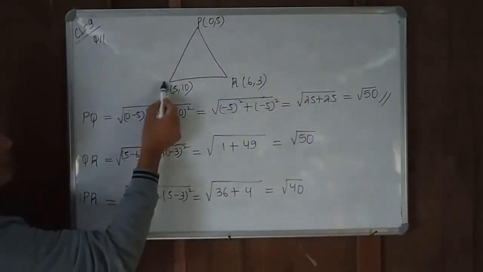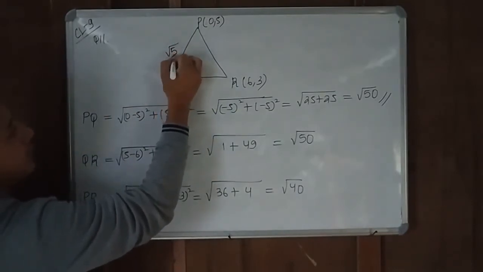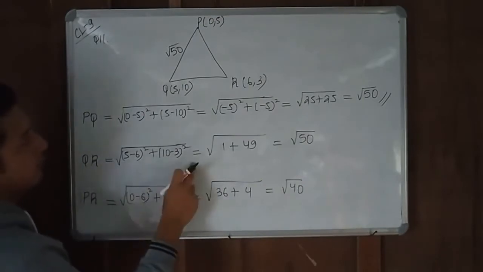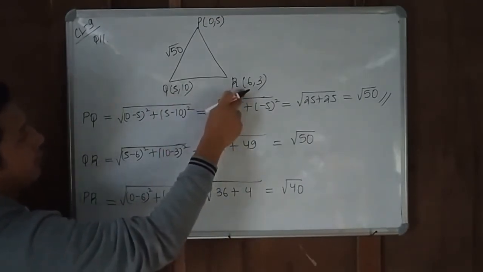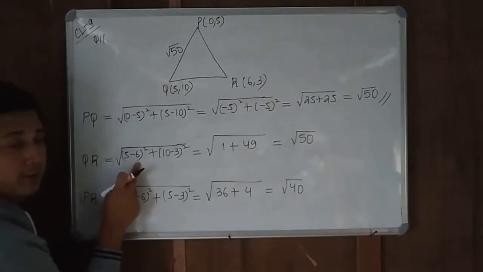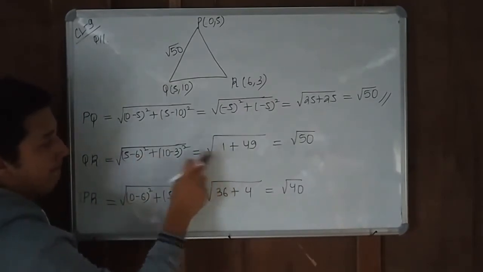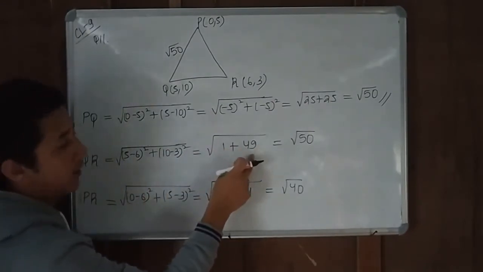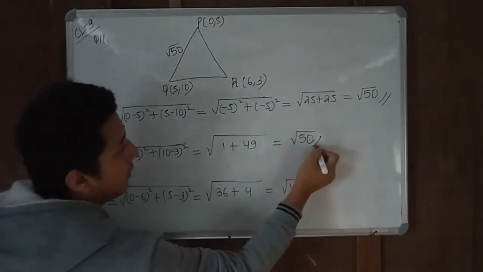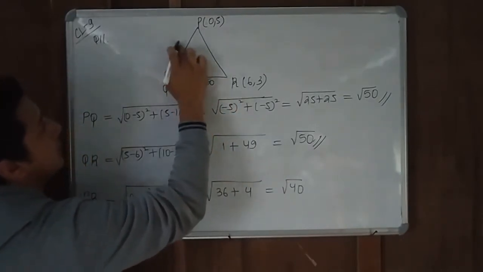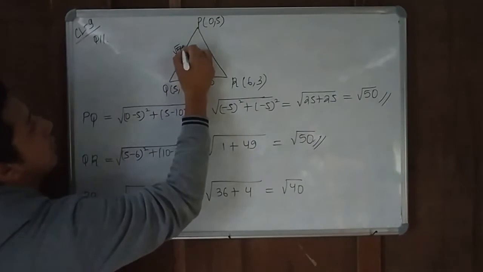Similarly, we'll find QR. This side is root 50. Similarly, (5 minus 6) squared plus (10 minus 3) squared. 5 minus 6 is minus 1, squared is 1. 10 minus 3 is 7, squared is 49. 1 plus 49 is root 50. So hence this side is also root 50.